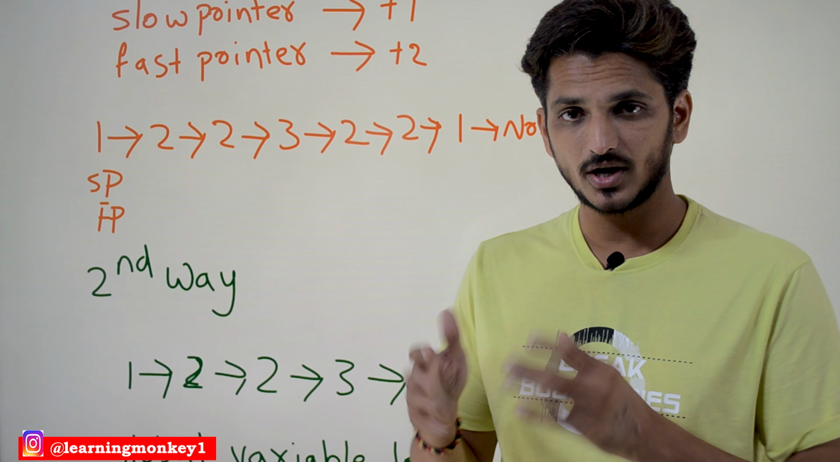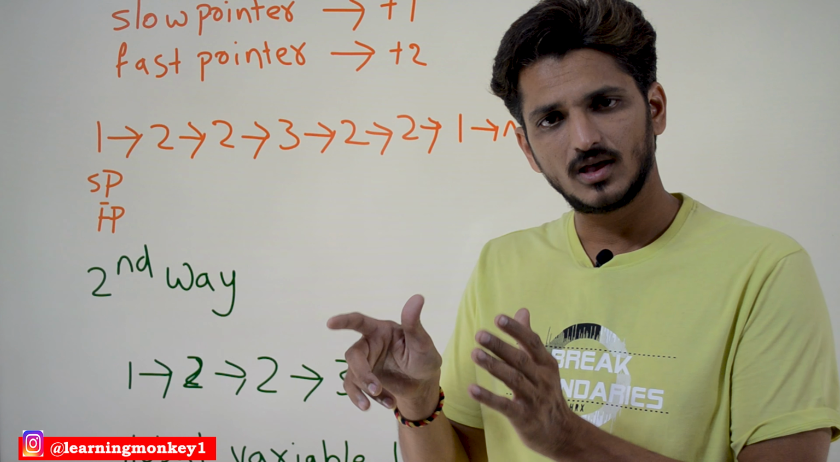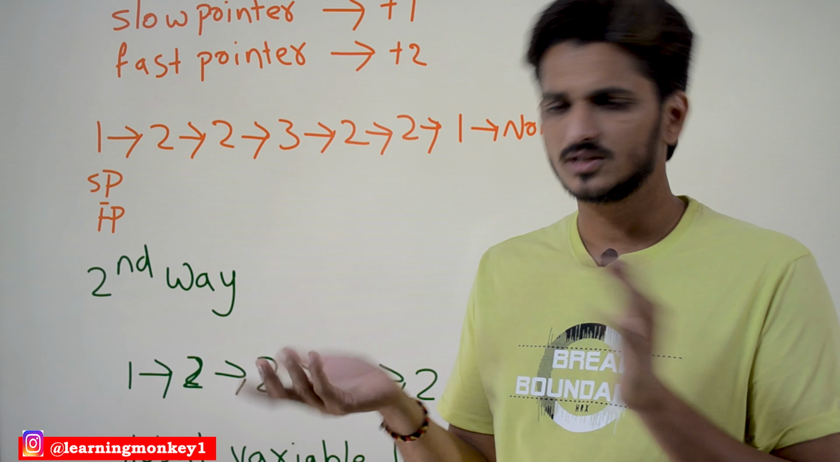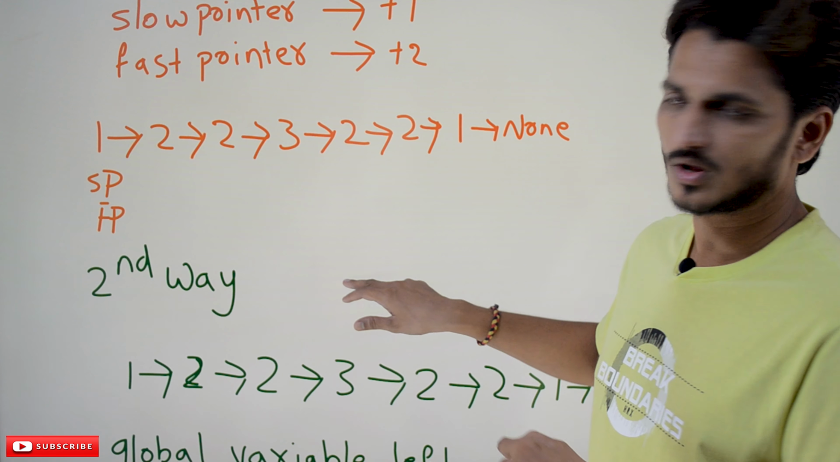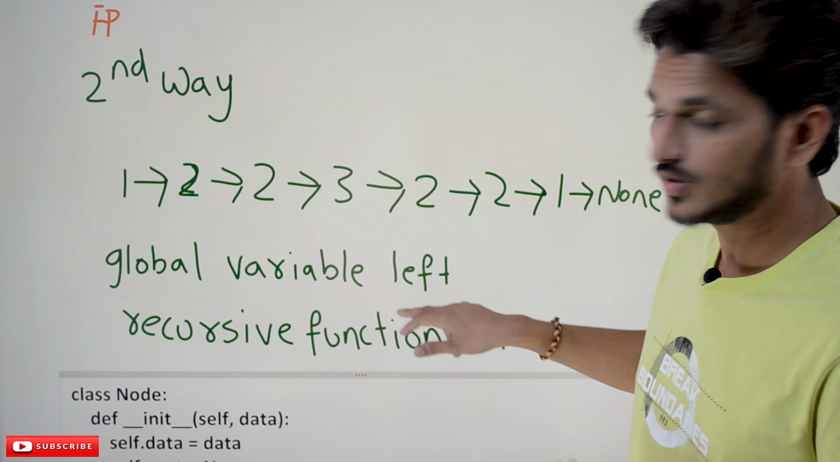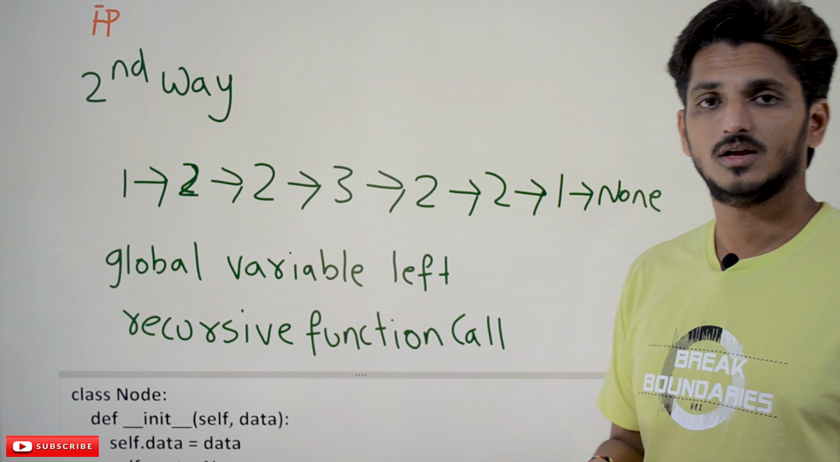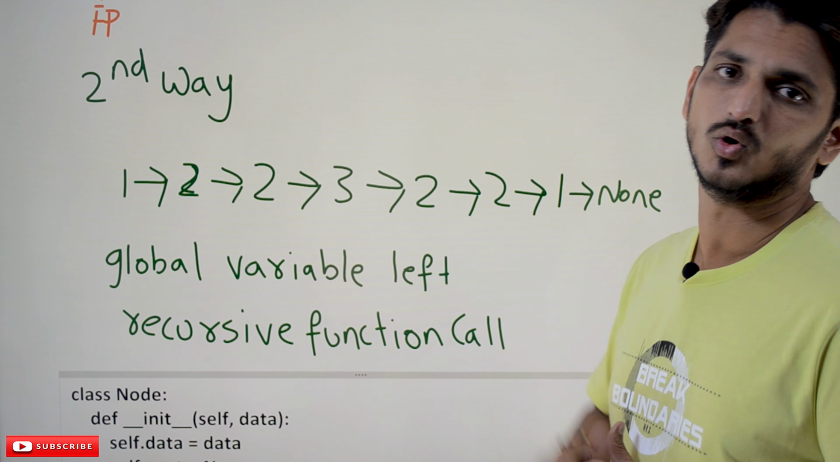So identify the midpoint, reverse the second half, check whether both halves are the same for the palindrome, then reverse it again. This is the logic. Below we provided the code also. Before that we will understand the second way. You try to solve the second way on your own.